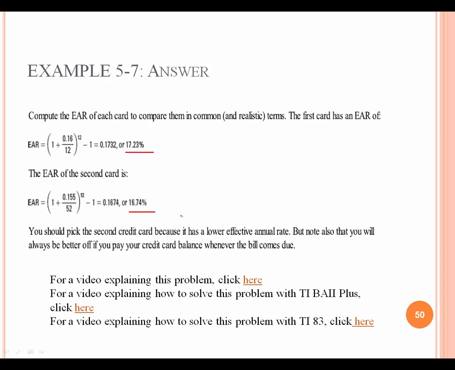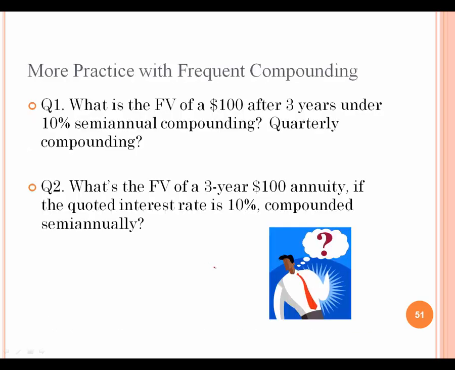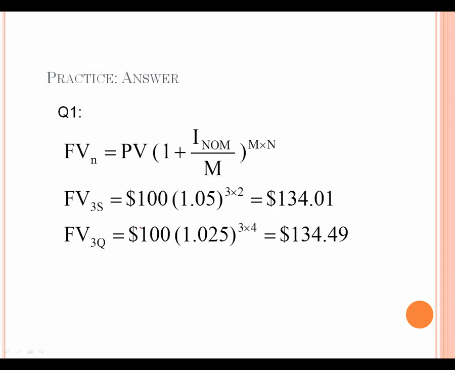I have more practice questions here about the frequent compounding. The first question is $100, 3 years, 10% semi-annual compounding, or what if it's quarterly compounding? By now, it should be pretty simple. Same $100 present value, but you may have a different interest rate because of different compounding frequency. And the first one you would compound 6 times, and the second one you would compound 12 times.